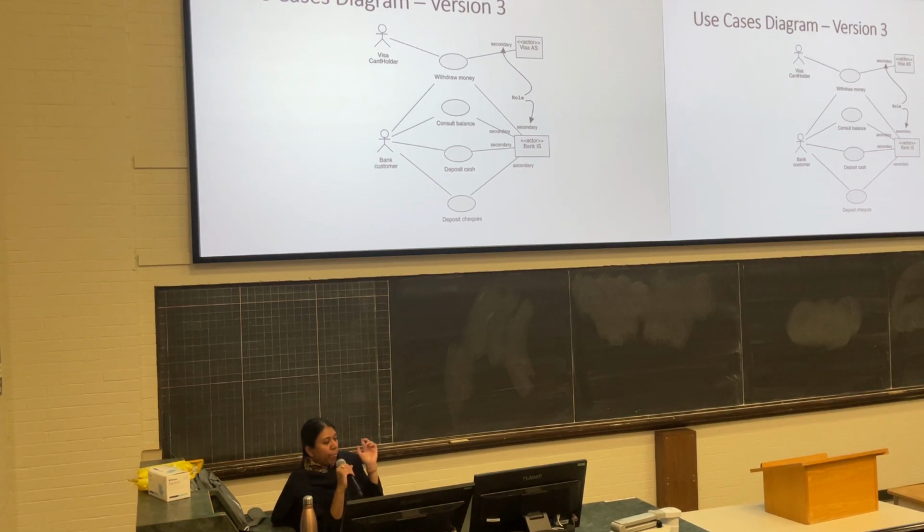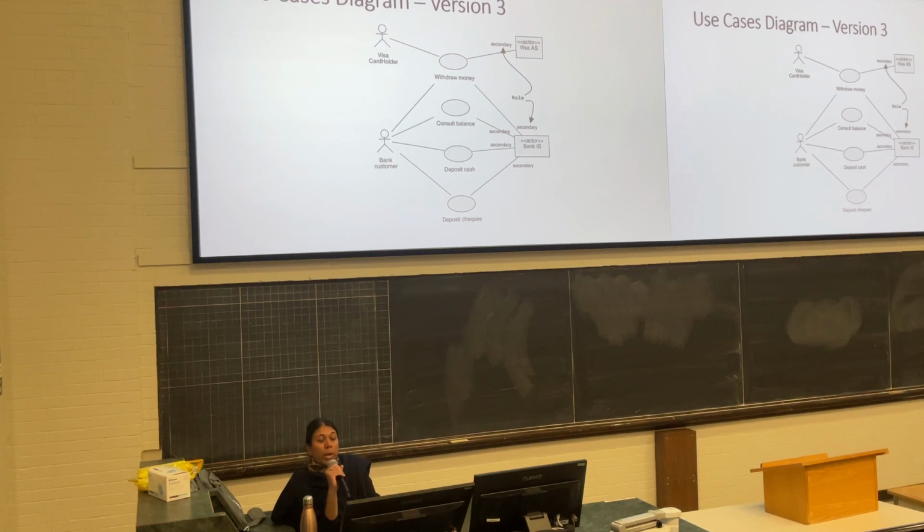So for me, if I were to draw this, I would have my third version, but I would put the Visa AS and the Bank AS outside the box. Here they even remove the box. You can draw the system boundary just to delineate what is inside the system and outside.